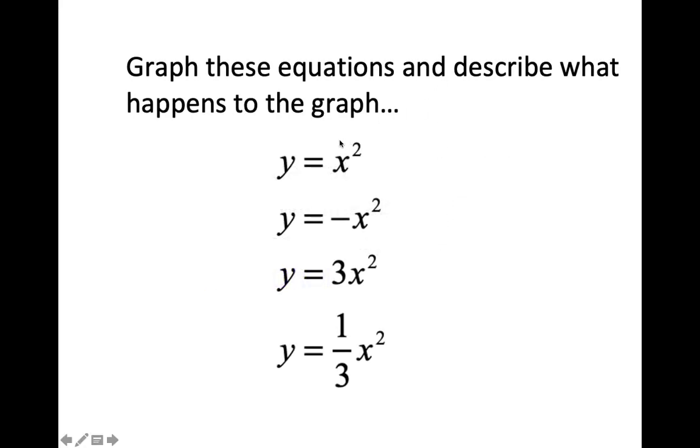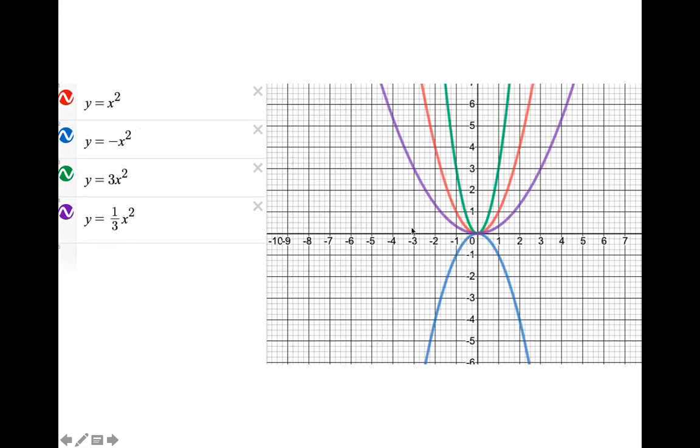Now, let's take a look at these ones because there's one more place where I can add some numbers right in front of the x squared. You'll notice I added a negative, a 3, and a 1/3. Let's look at what happens. So the original is the red. Now, when I put just a negative, it flipped the graph over the x-axis. We say it reflects the graph in the x-axis.